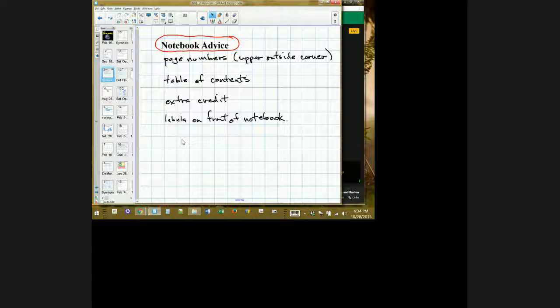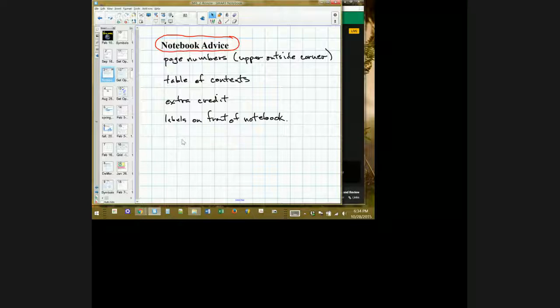Now that the chapter is done, you should be able to put your page numbers on if you haven't already. And have you made your table of contents? Now would probably be your time to begin to do that. Remember, I think I showed you a sample, so you can look at that. If you did extra credit, have you put the extra credit? Make sure you put where it is in the table of contents.